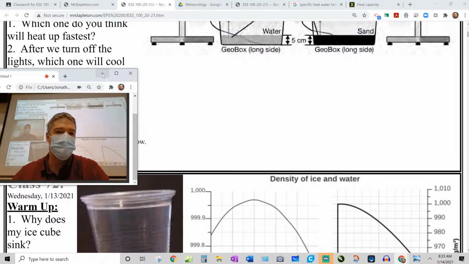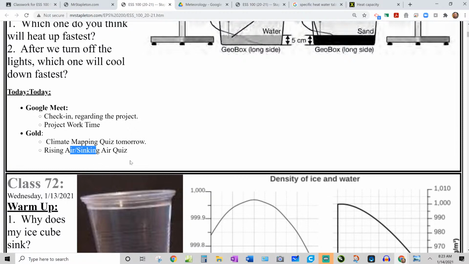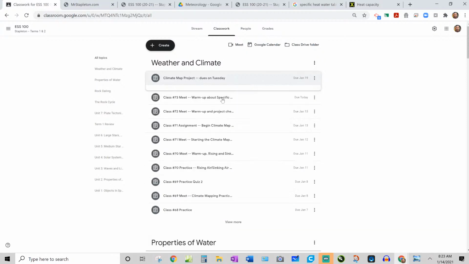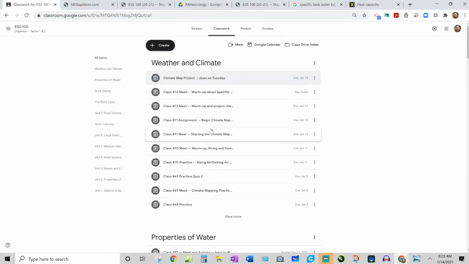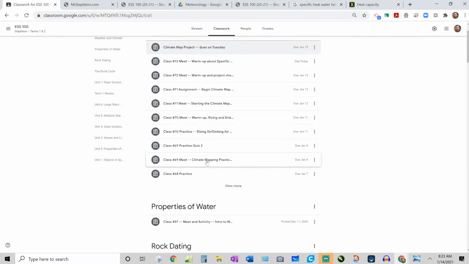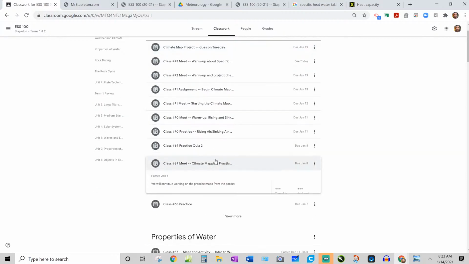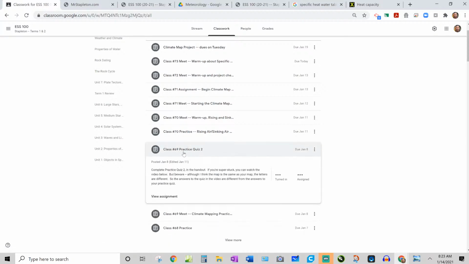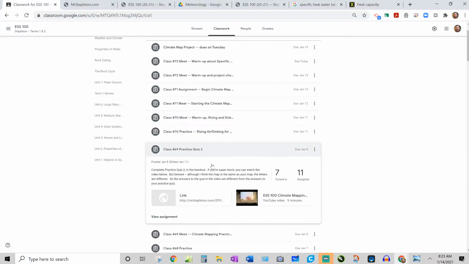And then tomorrow we're going to have, oops, I deleted that window. The quiz over climate mapping. So the stuff you're doing your project on. And we've done 2 practice quizzes already. If I go back through here, climate mapping, this looks like that was practice. So class number 69, here's practice quiz number 2.